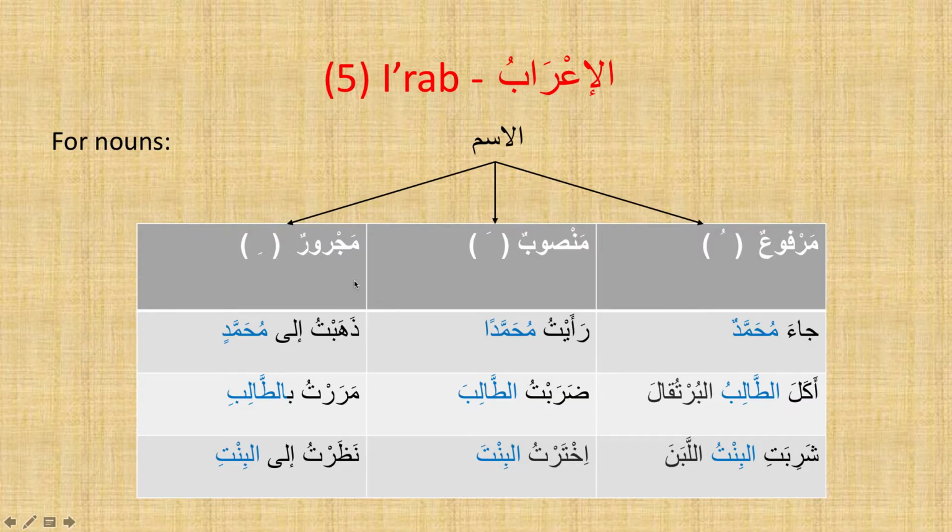Now some examples of ism majroor. ذهبت إلى محمد. مررت بالطالب. نظرت إلى البنت. Each of these nouns end in a kasra. And we're going to discuss how each mark relates to the function of the noun in the next lesson. So we're going to talk about when we make an ism marfu', when we make it a mansub, and when we make it a majroor.